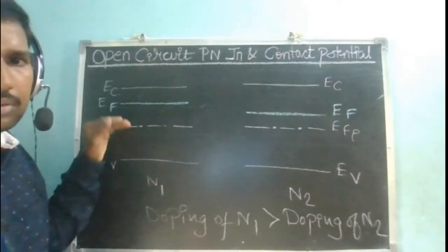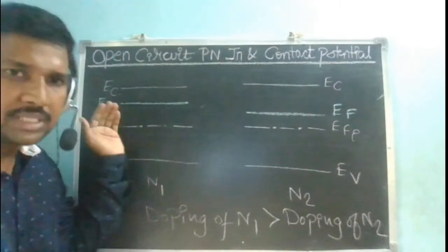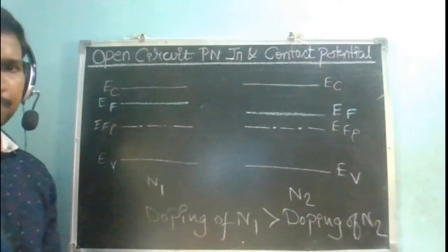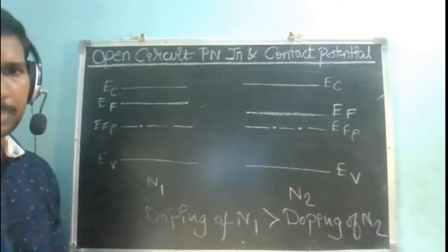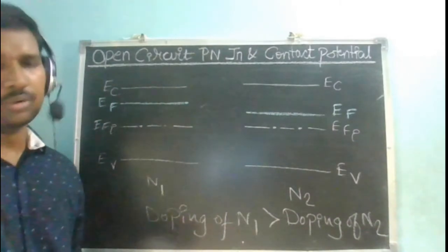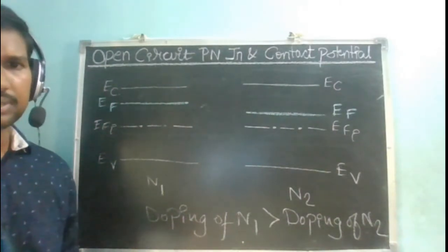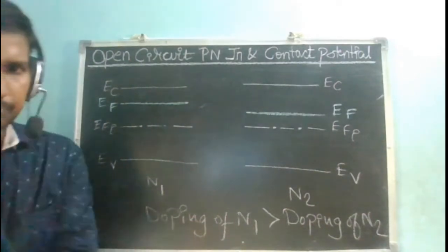How long does it move downwards? As long as this EF and this EF get aligned. Once they have aligned, what is the indication? My new system, the N1 N2 junction, is in equilibrium. Will there be any current? No current. Is this okay? Yes or no? Yes, sir.